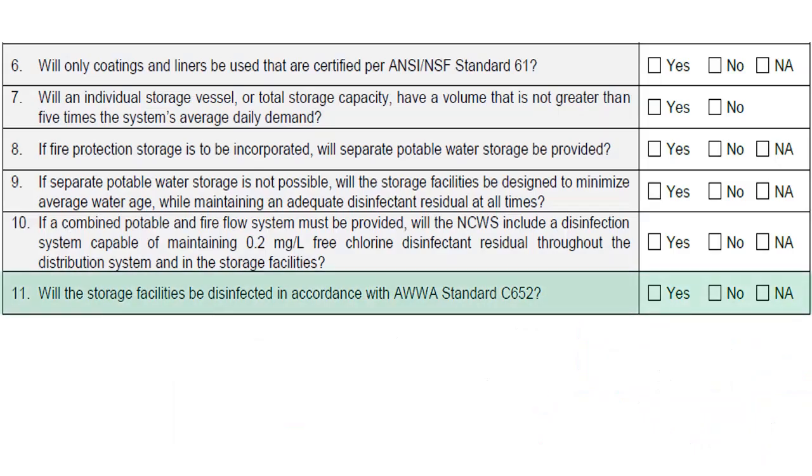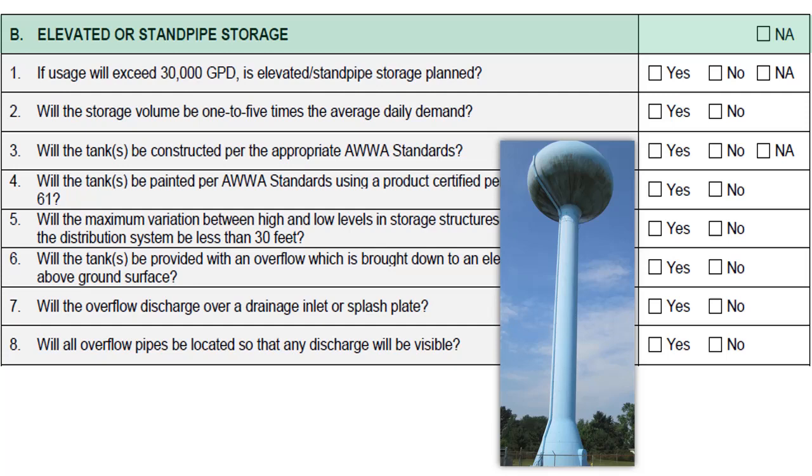All storage facilities should be disinfected in accordance with AWWA Standard C652 to ensure the storage facility itself does not cause contamination. Section B is for elevated or standpipe storage. If this section is not applicable, select NA and continue to Section C. Elevated or standpipe storage should be considered if usage will exceed 30,000 gallons per day because it may be the simplest way to provide pressure. Storage volume should be between 1 and 5 times the average daily demand to ensure adequate supply while also minimizing stagnation and loss of disinfectant residual.